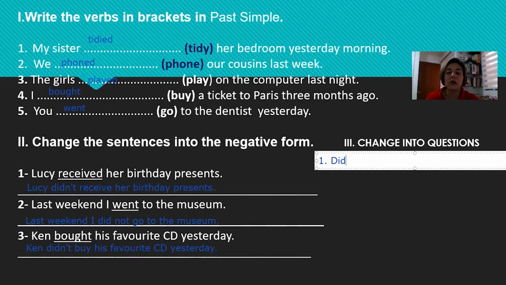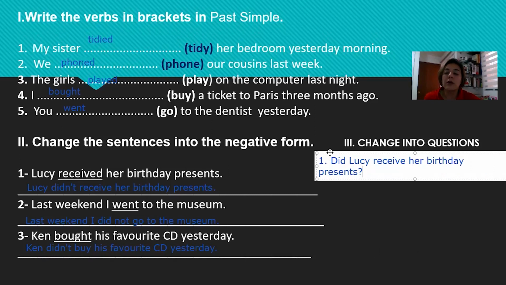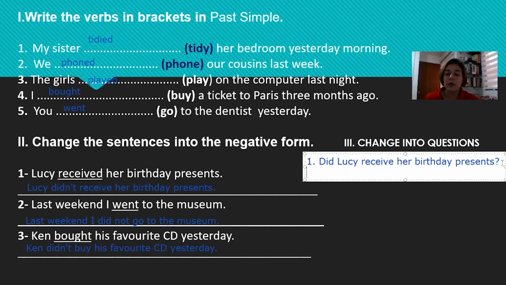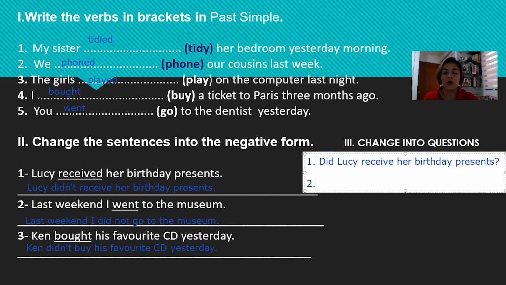Remember, we have to use the auxiliary did, then the subject: did Lucy. The verb in simple form, receive her birthday presents, question mark, okay? Remember, the question mark is only at the end of the question, not at the beginning, just at the end in English. Number 2, in this case, last weekend is at the beginning. We are going to change it to the end.